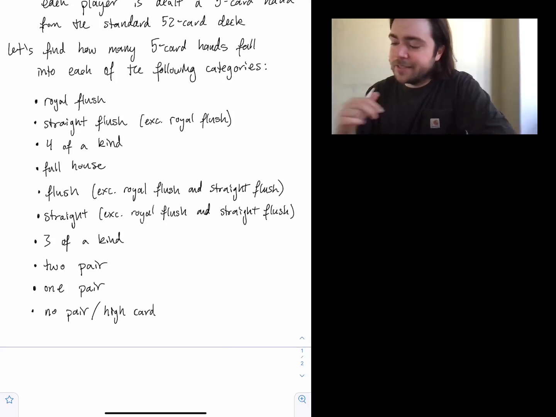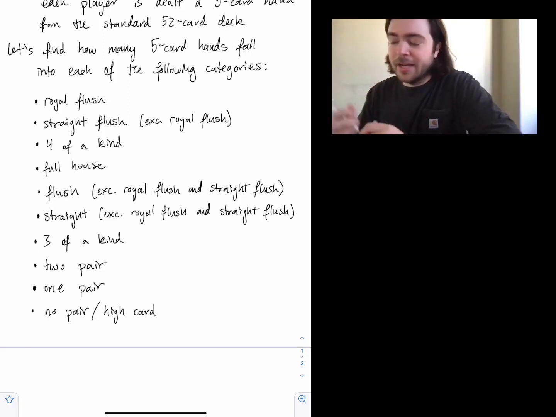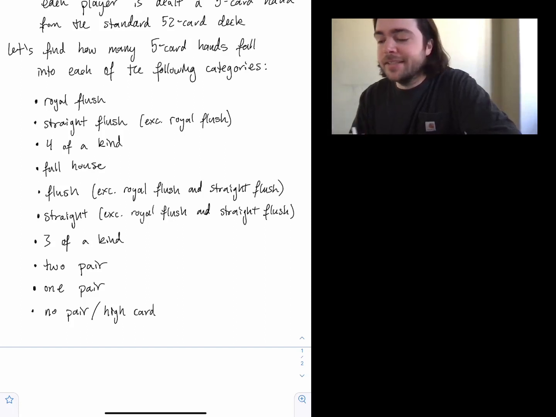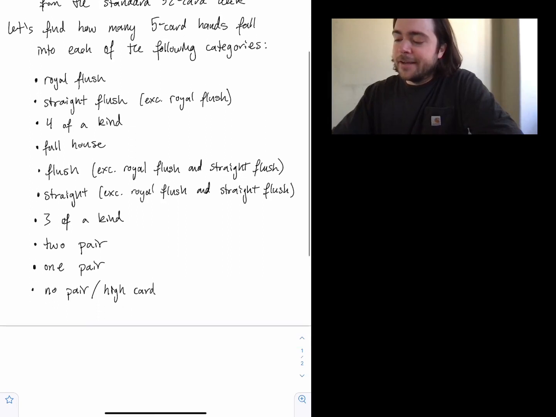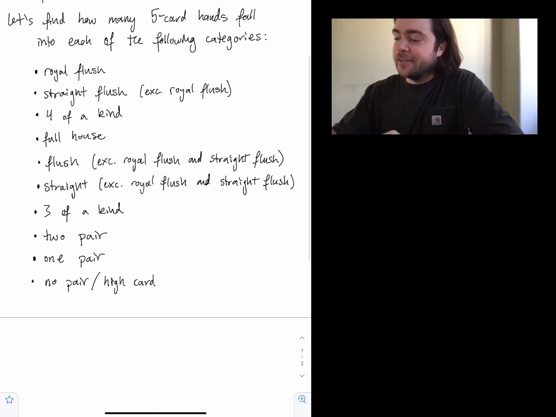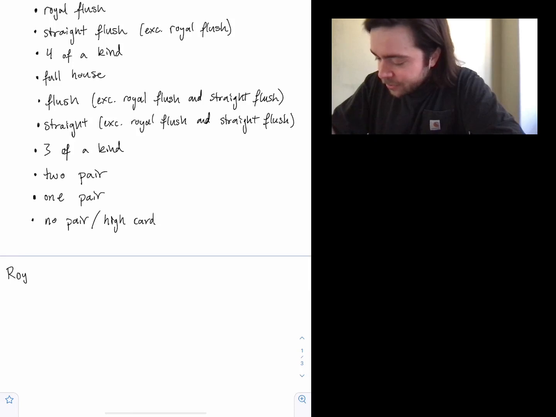I'm going to describe in more detail what each of these categories really is, and then we're going to count using combinatorial techniques. This will be good practice if you've just recently learned about n choose k and permutations, combinations, stuff like that. So it'll be really good practice to go through and calculate how many 5-card hands there are in each category. All right, so without further ado, let's get into the royal flush.